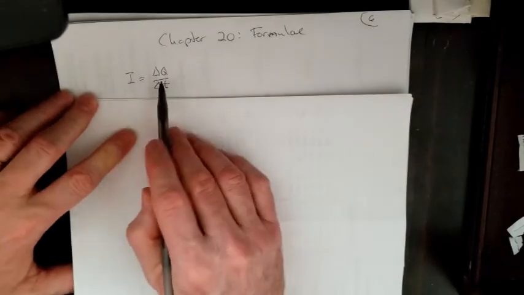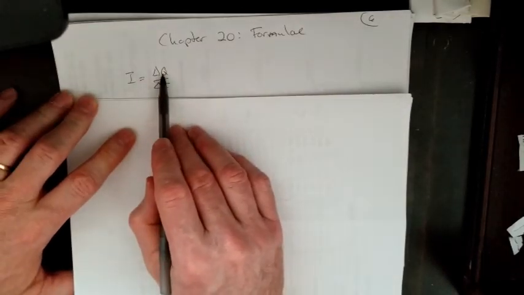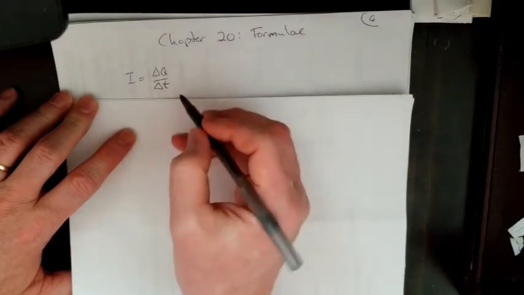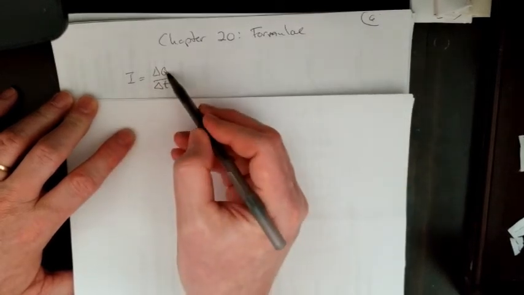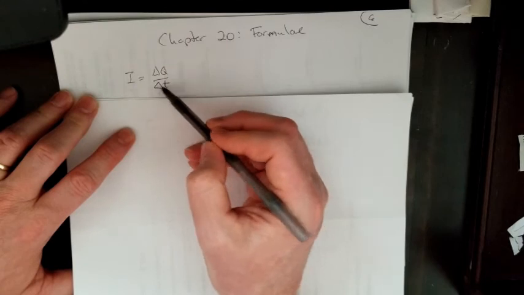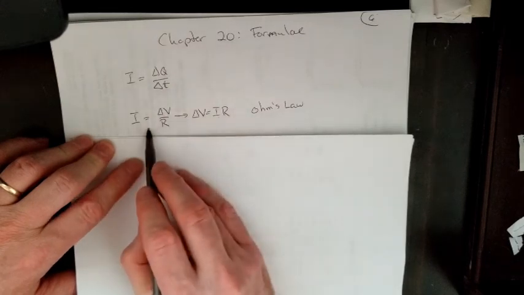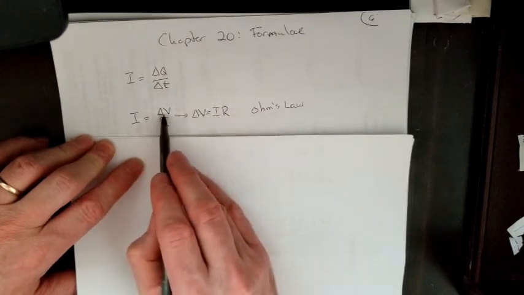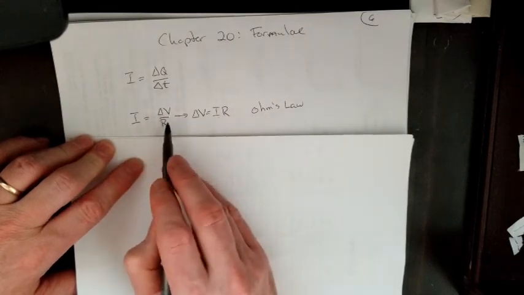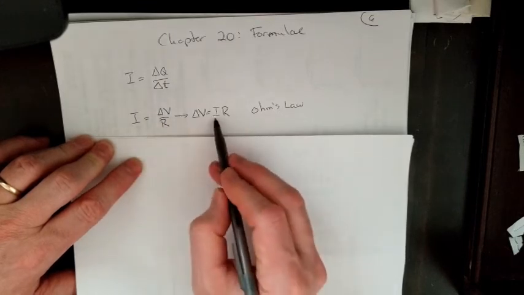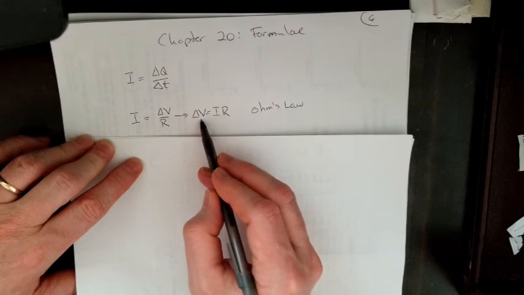Formulas. Let's do it step by step. Current is the amount of charge passing by a particular point in a certain amount of time. And this is why, if you look at the units, this is charge in coulombs per second, and that is equal to an ampere. We also have Ohm's law: if we're dealing with a particular resistance, if I know the potential drop across a resistor, then I divide by the resistance, I can find the current. Or if I know the current and the resistance, I can calculate the potential drop.